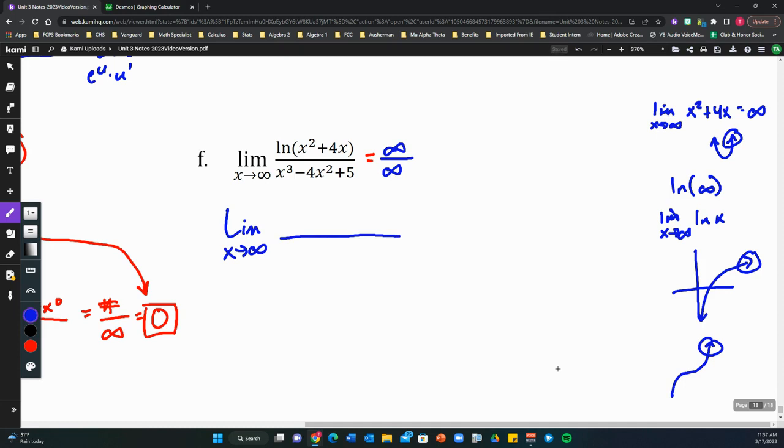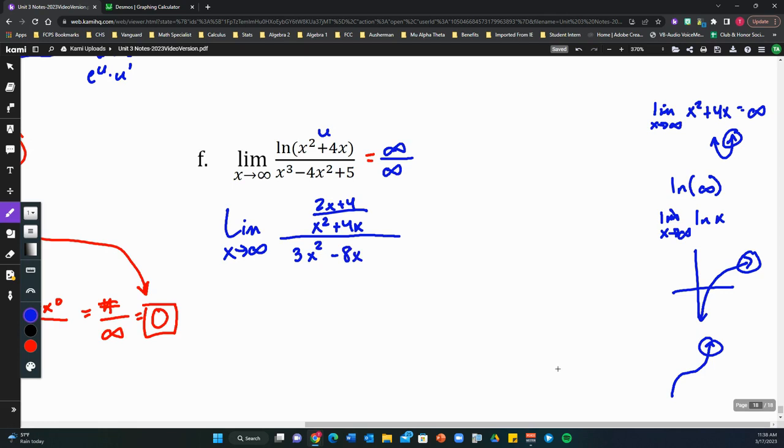So for the top guy, this is natural log of u. So remember that derivative is u prime over u. So u prime would be 2x plus 4. And then my u on bottom is x squared plus 4x. Then for the denominator's derivative, we would get 3x squared, yikes, minus 8x, and then the constant disappears. So 3x squared minus 8x.